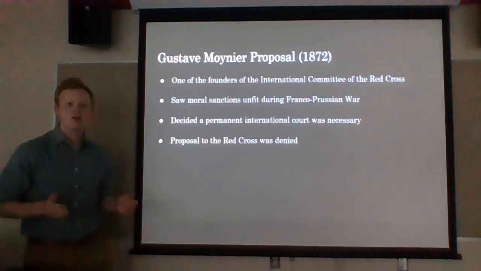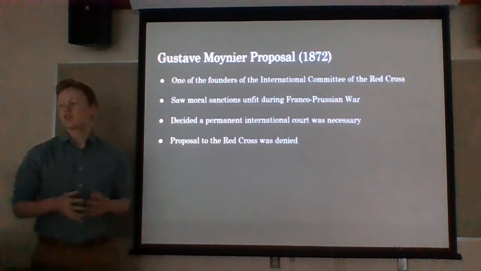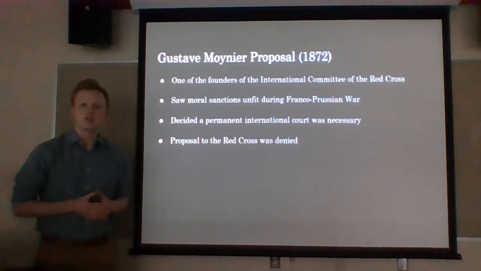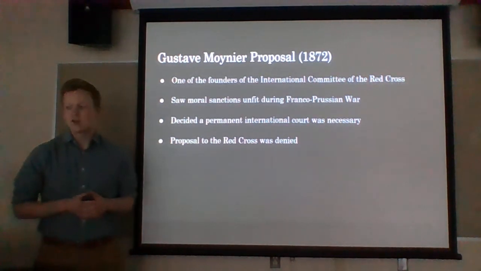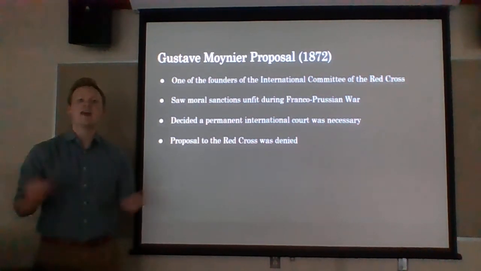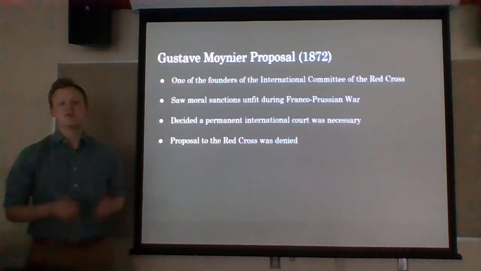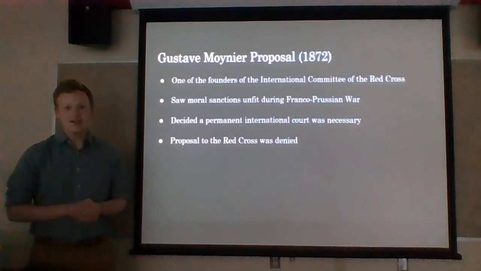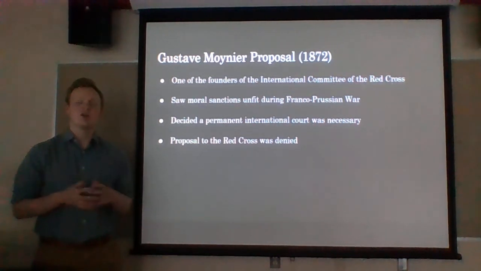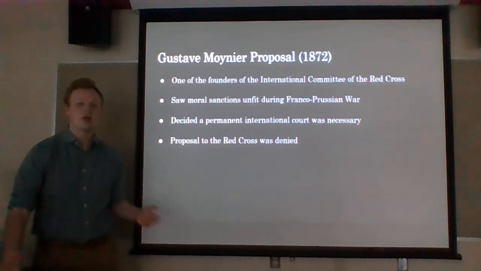We start with a proposal made by Gustave Moynier in 1872. Gustave Moynier was one of the founders of the International Committee of the Red Cross, and he saw that moral sanctions were unfit to stop atrocities from happening during the Franco-Prussian War. He decided that a permanent international court was necessary in order to stop atrocities, even though in the past he had advocated against a permanent international court. His proposal to the Red Cross to form this permanent international court was denied. Many had worries over states not wanting to sign on to something like this because it would make them lose some of their sovereignty. And they thought that would be unattractive to them.